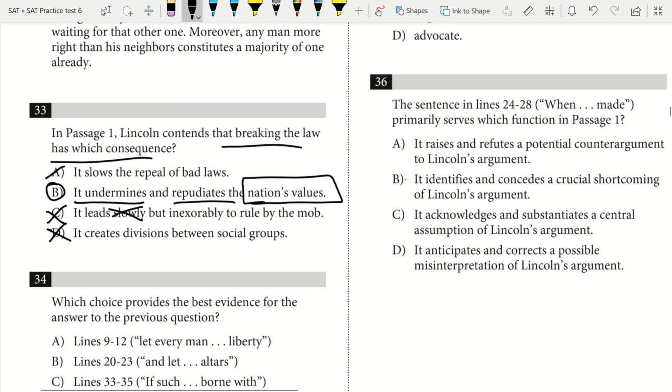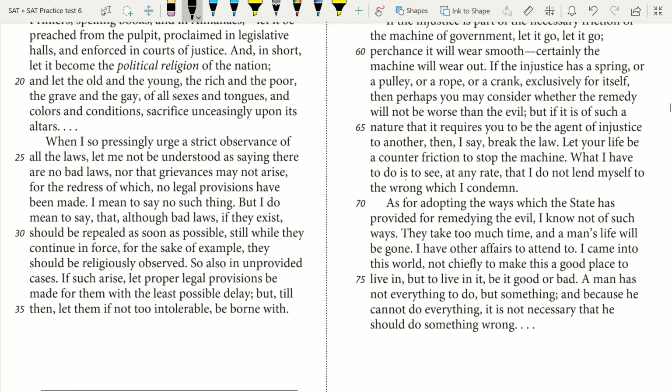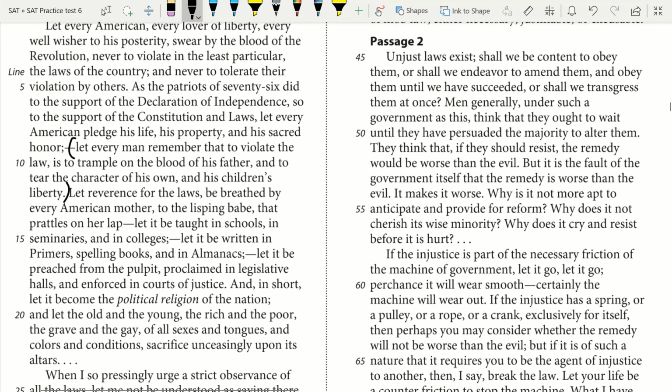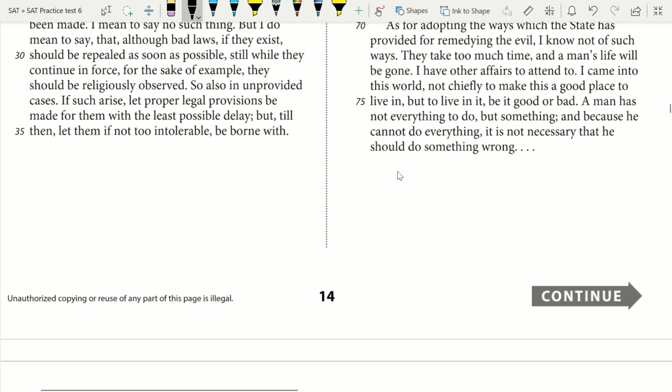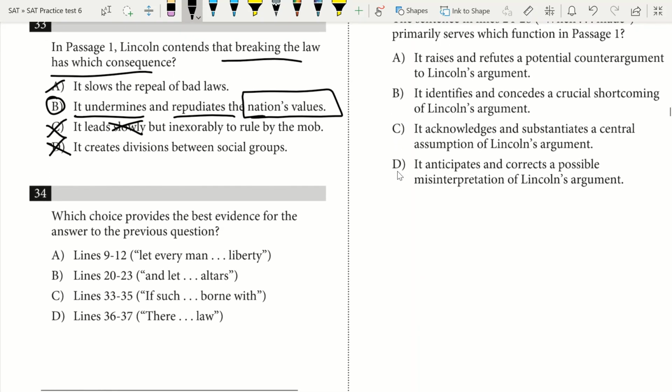Now we got 34. Which choice provides the best evidence? Well, that's going to be what I just talked about. So that was 9 through 12 is where I just put that, right? Where we really talk about how he's showing those founding values by referring to the nation's founding fathers, talking about how we're trampling on the blood of our founding fathers. So really showing how we're undermining our values if we break those laws. That's 9 through 12 for our evidence there. So A would be our correct answer for 34.